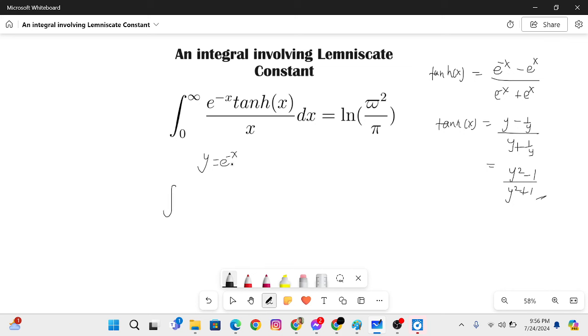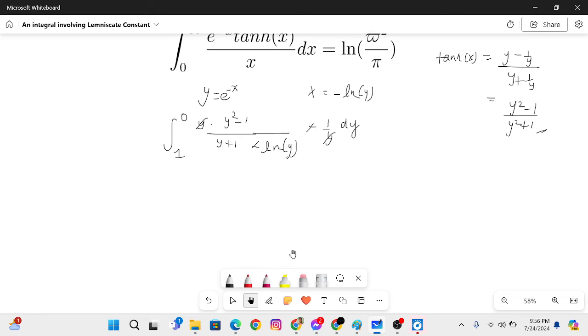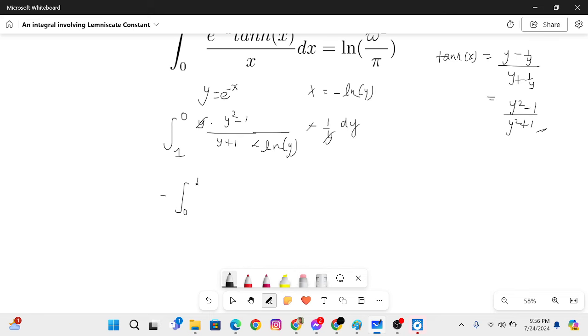So we get the integral from e to the power 0, which is just 1, to e to the power minus infinity, which is just 0. We have shown that tan x is y square minus 1 by y square plus 1, and x is minus ln of y. Similarly, since x is now minus ln of y, dx will be minus 1 by y dy. Minus minus cancels out, and the y in the denominator cancels out. Now this is equal to minus the integral from 0 to 1 of y square minus 1 by y square plus 1 times ln of y.